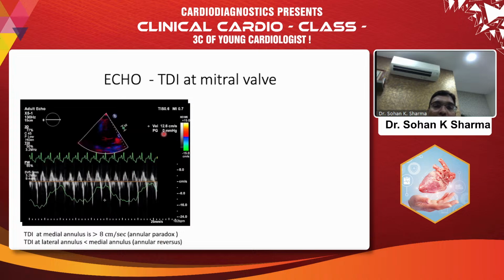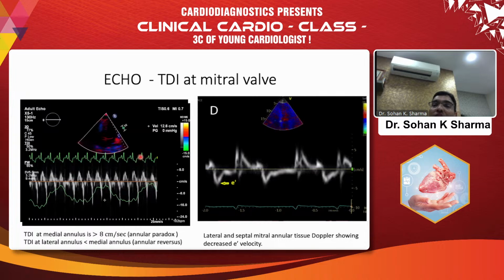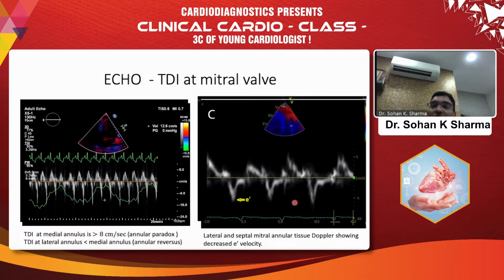This is the lateral annular velocity. This is 12.6 centimeter per second, so it is lesser as compared to the medial annular velocity. While lateral and septal mitral annular tissue Doppler show decreased E velocity in cases of restrictive cardiomyopathy. So this is the E velocity. It is less than 5 centimeter per second. And this is the lateral annular velocity. It is somewhere around 6 or 7 centimeter per second.